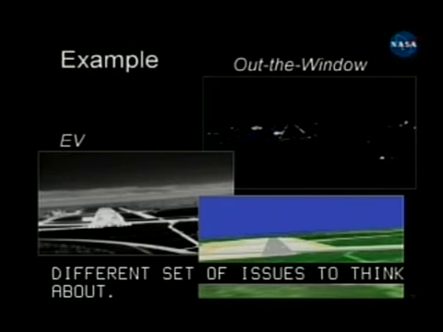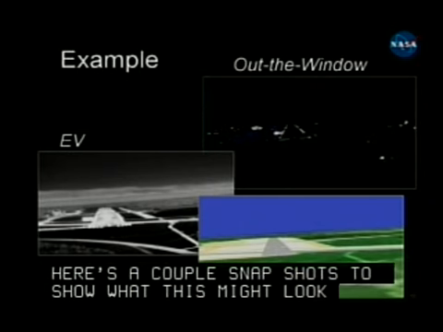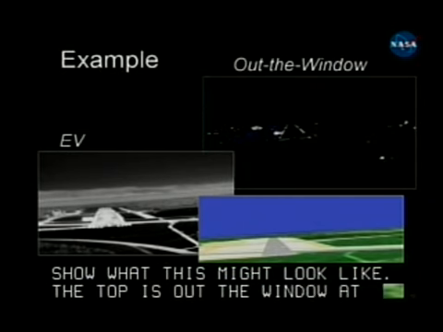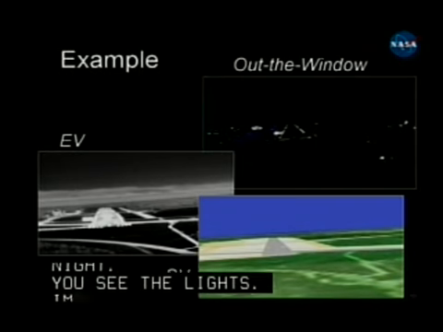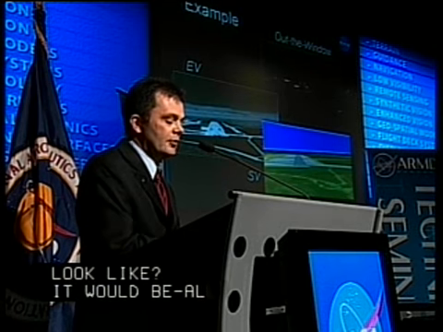Here are a couple of snapshots to show what this might look like. The top is out the window at night. You see the lights. But imagine if there were no lights at the airport. What would that look like? It'd be all black, right? So the images on the bottom two would be supplemental information that the crew could use if that airfield didn't have lights.